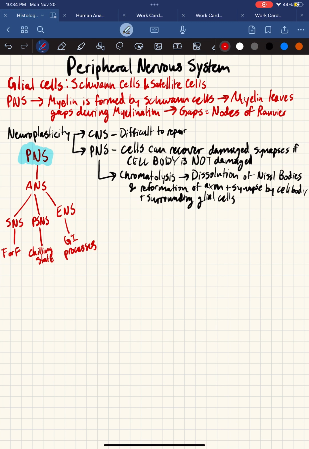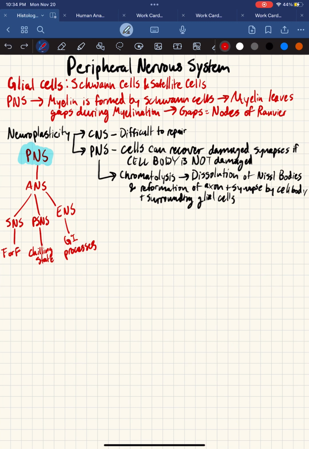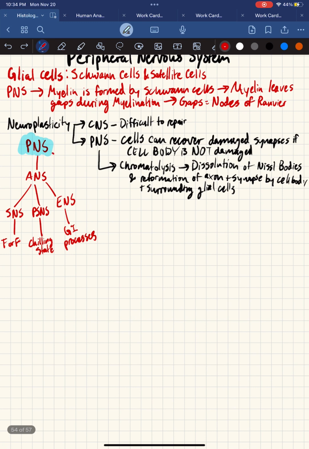So we're actually going to go ahead and highlight this real quick because there's going to be a lot of branches that come off of this. The rest of this space is going to be filled with just PNS stuff, I swear.